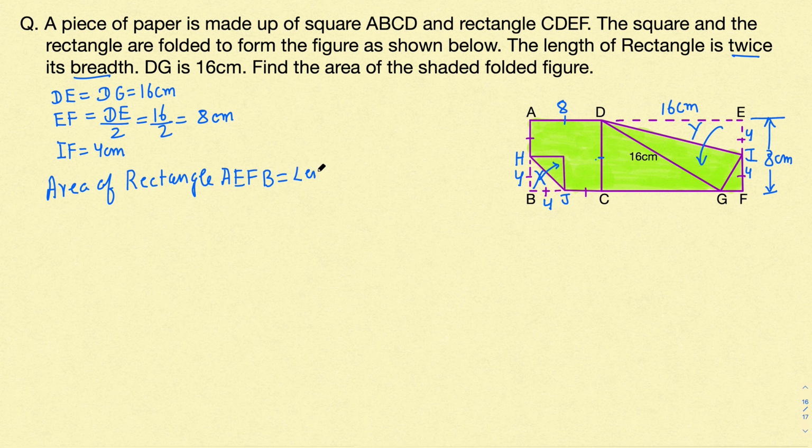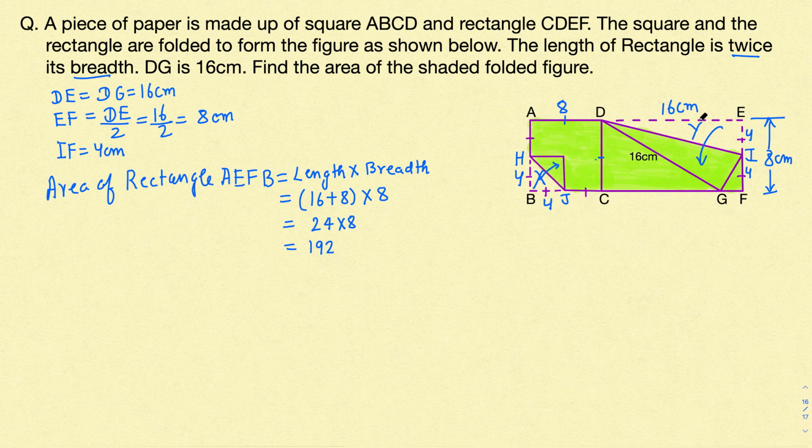So we know that the area of a rectangle is length times breadth, and length is 16 plus another 8, times the breadth, which is 8. So 16 plus 8 gives you 24, times 8. So the full area of this figure, when it was not folded, is equal to 192 cm square.